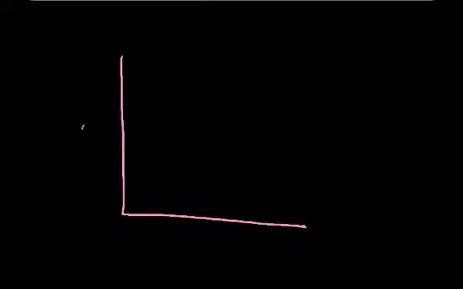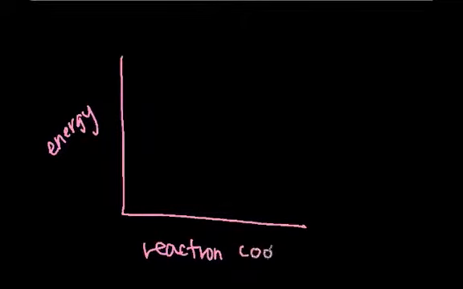In this video, we will be talking about energy diagrams. Let's consider a typical energy diagram, which would look something like this, with energy on the y-axis and reaction coordinate on the x-axis. The reaction coordinate is not a measure of time, but rather where in the reaction a set of products and reactants are.